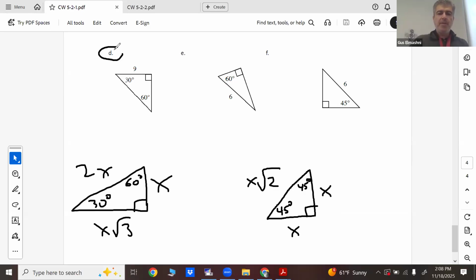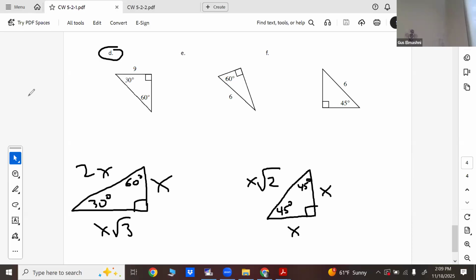Okay, now let's look at part D. This is the part that might require a little hand holding or spoon feeding. All right, 9. 9's opposite what angle? 60. 60 is opposite what side here? X root 3, good, good.